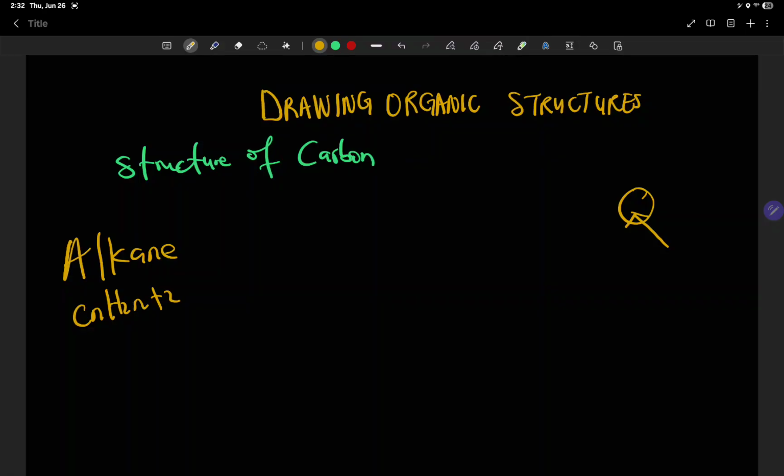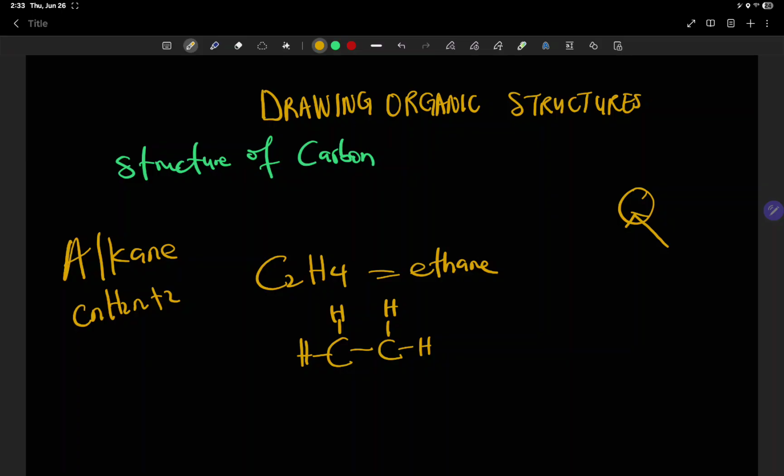Alright, let's continue. Let's try the next one. The second member of the alkane family is what? Let us draw the structural formula of ethane. So let's write C2H4. Sorry, it is C2H6.